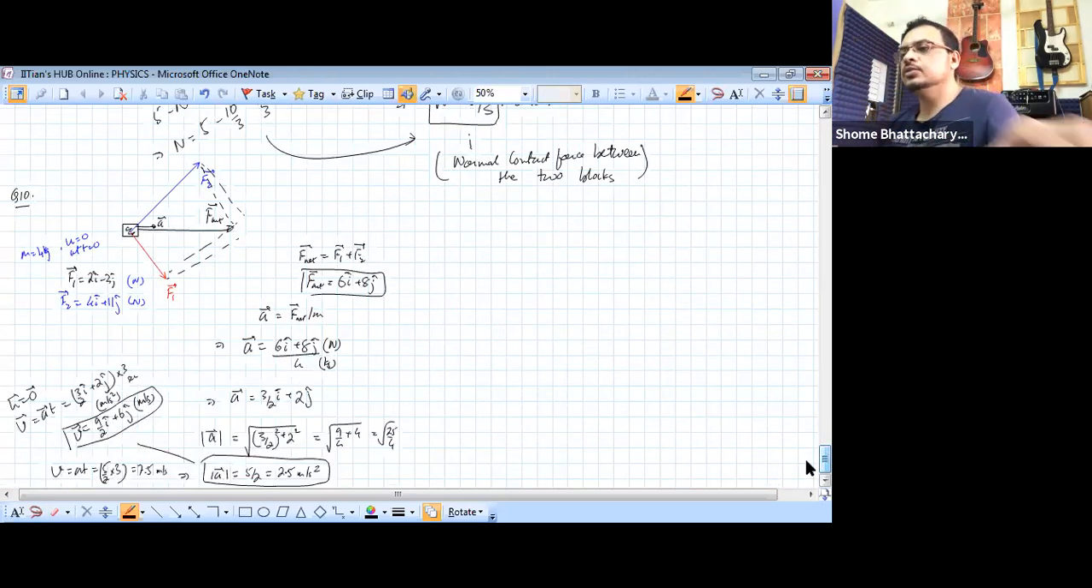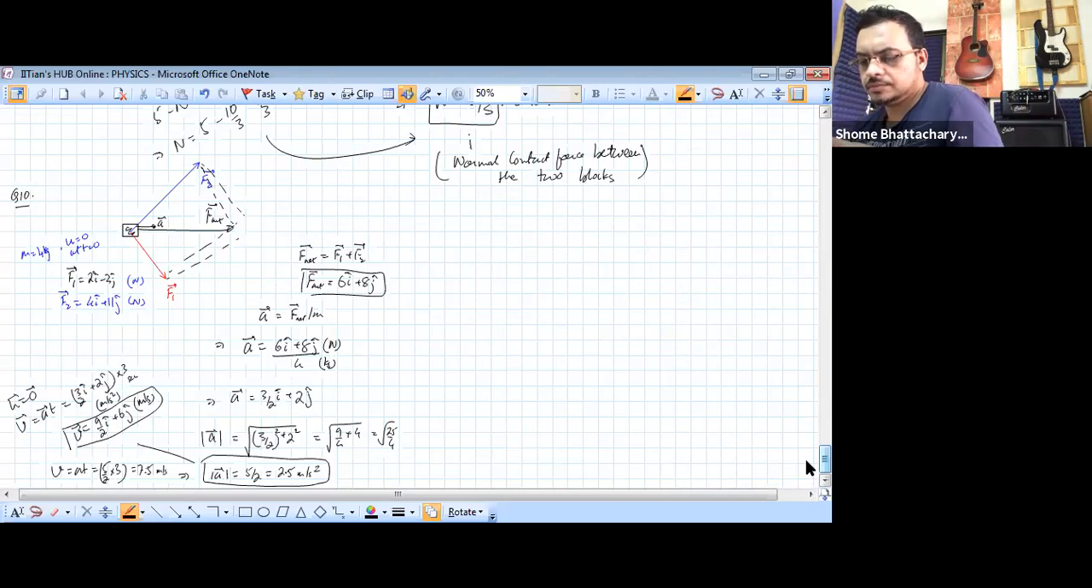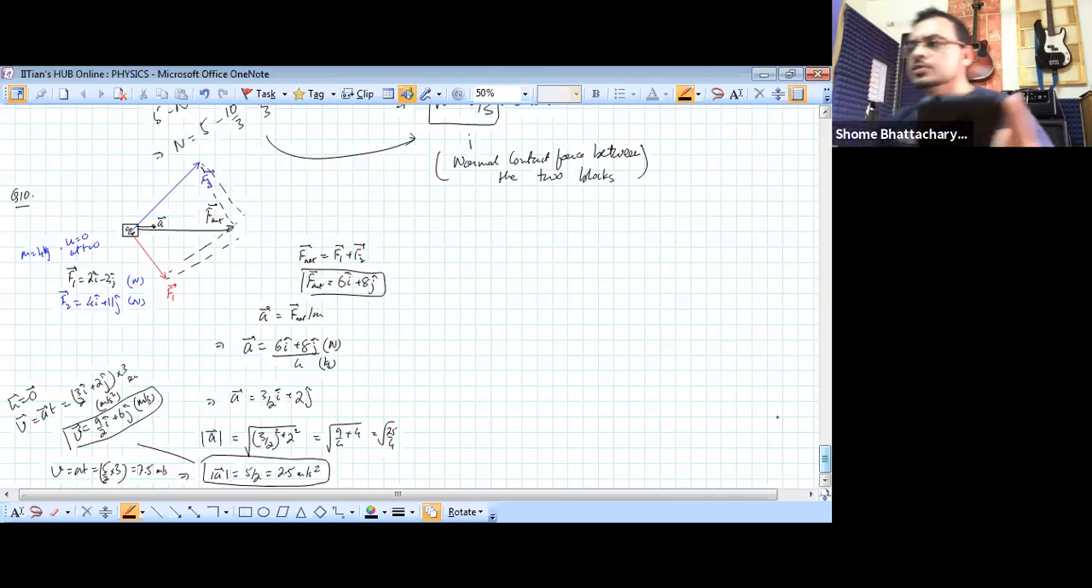Okay, so that's the 10th question. 11th question is about differentiation. You should be able to do it. You have to find the momentum at the instant at which the force becomes 0.